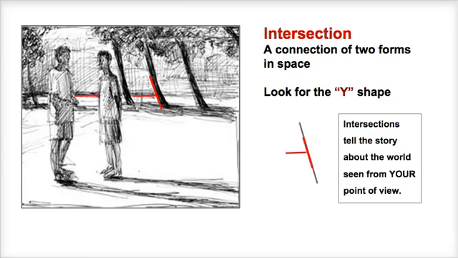So, intersection. What is an intersection? An intersection is a connection of 2 forms in space. So another way to say this is to look for the Y shape, and that Y changes over time. It's not always like the letter Y, but it's on the side or on the left side or the right side. Intersections tell the story about the visual spatial world seen from your point of view.